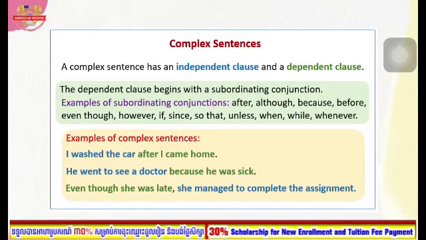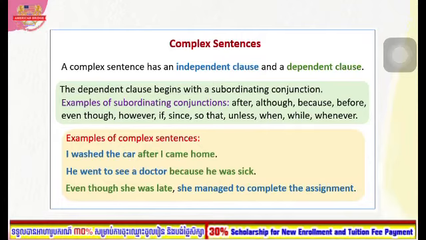You got this? He went to see a doctor because he was sick. Look at this. He went to see a doctor. This is full meaning, right? We can understand. He was sick. This is absolutely not full. So we need the subordinating conjunction because to make full meaning. All right. Good. Even though she was late, she managed to complete the assignment.